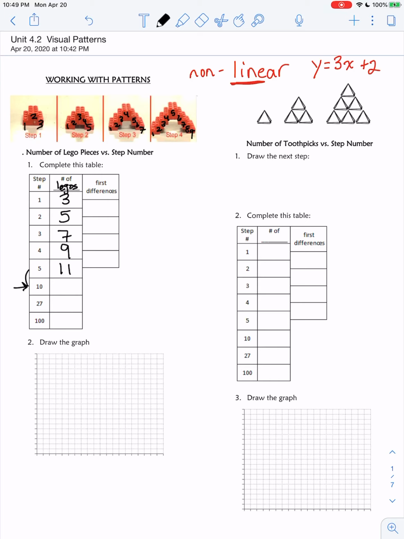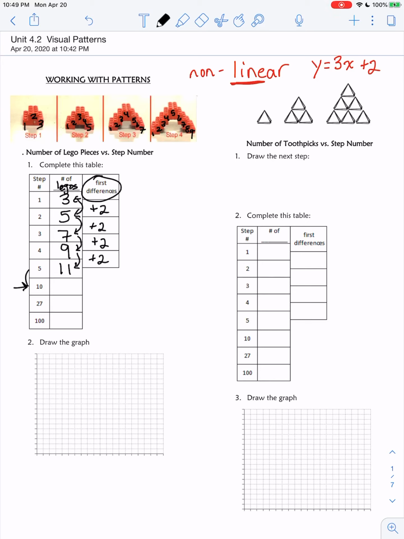Okay, now, first differences. What do you have to do to this number, so to 3, to get to 5? Well, we have to add 2. And how do you get from 5 to 7? You add 2. How do you get from 7 to 9? You add 2. And how do you get from 9 to 11? Well, you add 2 again.